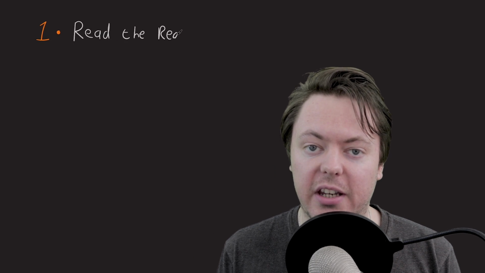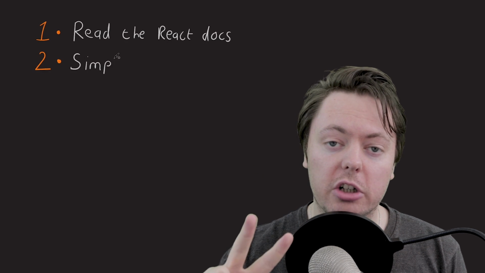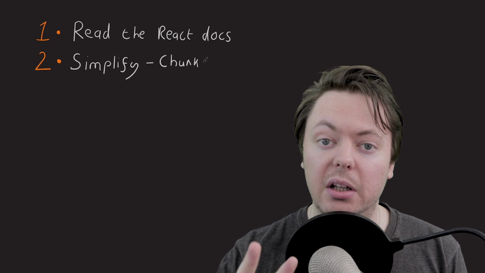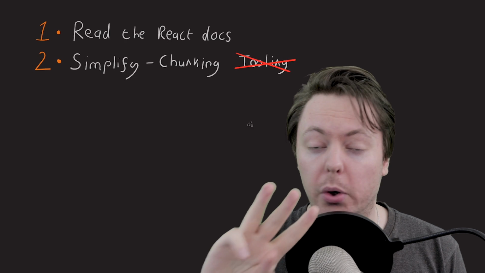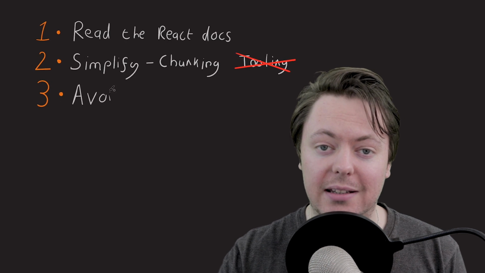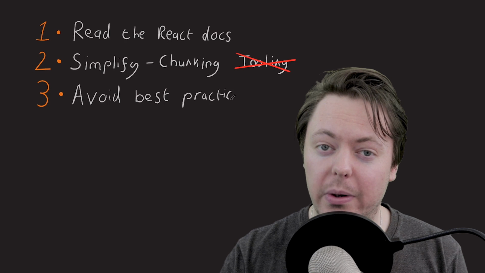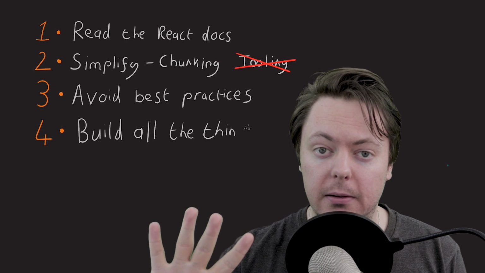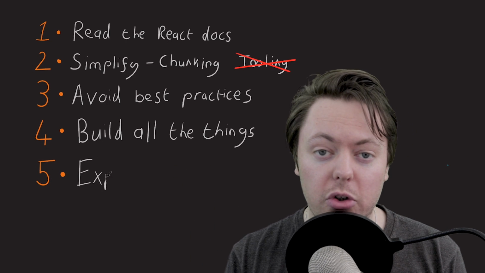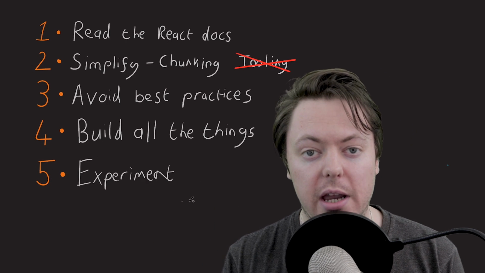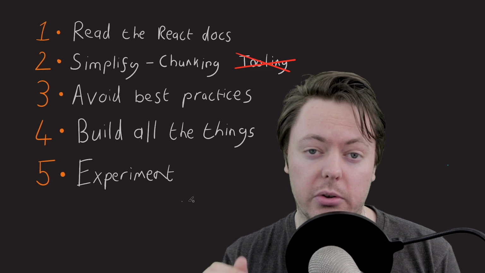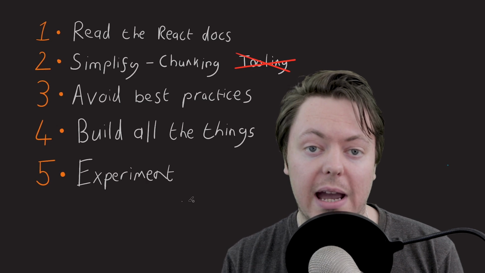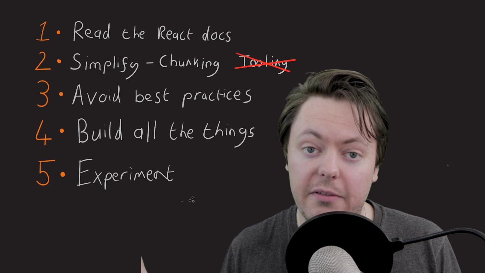So to round everything out, my tips to learn React as fast as possible. 1, read the React documentation. 2, simplify. Start on the smallest possible chunks and build up from there. Just forget about tooling. Point number 3, forget about all best practices, and if anything, actively go against them. Point number 4, build things, lots of things, as many things as you can. And point 5, just experiment. Go crazy. Have crazy ideas and try it. And if you do all of that, I promise you, you will become a very, very good React developer very quickly.